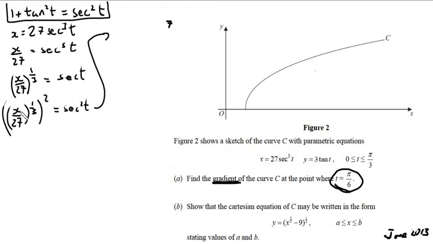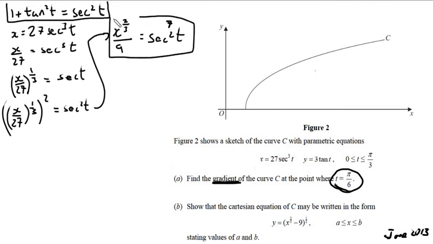So I can tidy this up. 27 to the power of 1/3 is 3, since the cube root of 27 is 3, and then squaring that gives 9. So a way of rewriting this would be x to the power of 2/3, that's cube root squared, all over 3 squared, which is 9, equals sec squared t. Alright, so that's the first bit done.